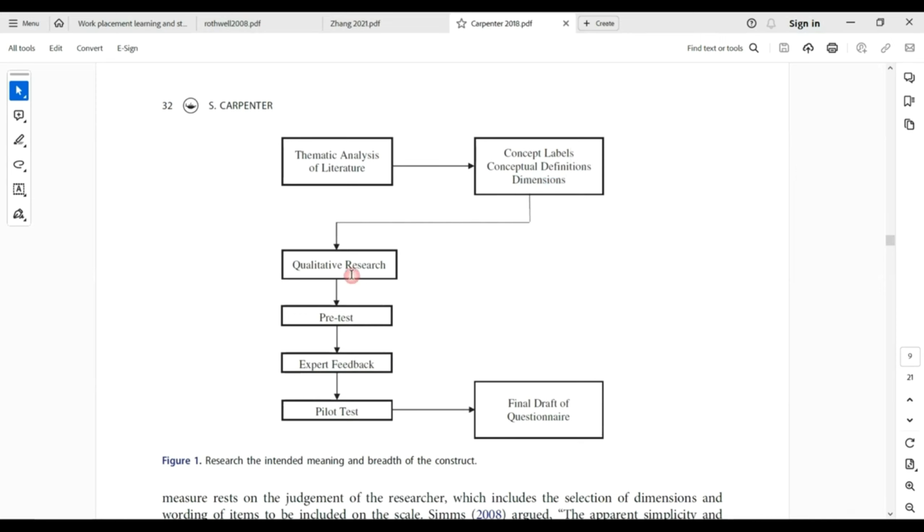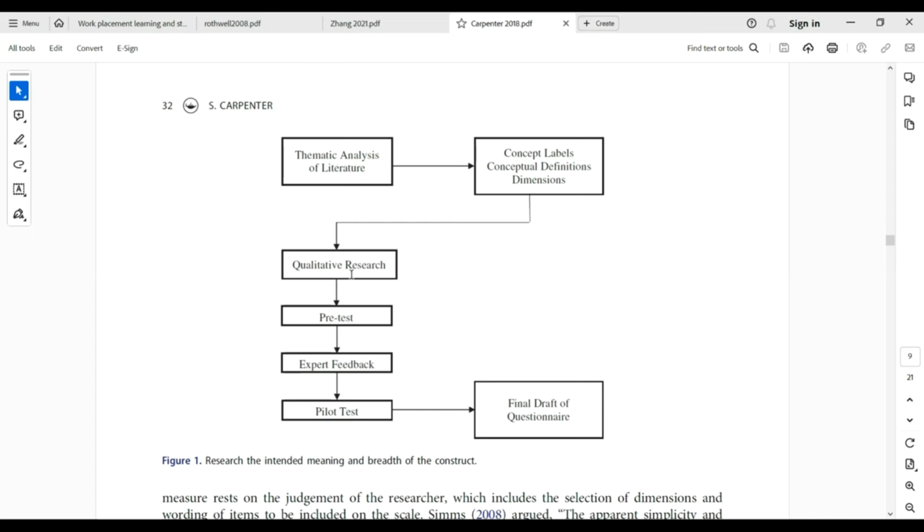And so that will lead you to qualitative research. So you may want to go into a qualitative research to explore those concepts, those variables that may have emerged from the thematic analysis of the literature that you have already done. A qualitative research will entail you developing an interview protocol where you design important questions that you may want to ask. So this will lead to interviews, focus groups, observations, and so on and so forth.